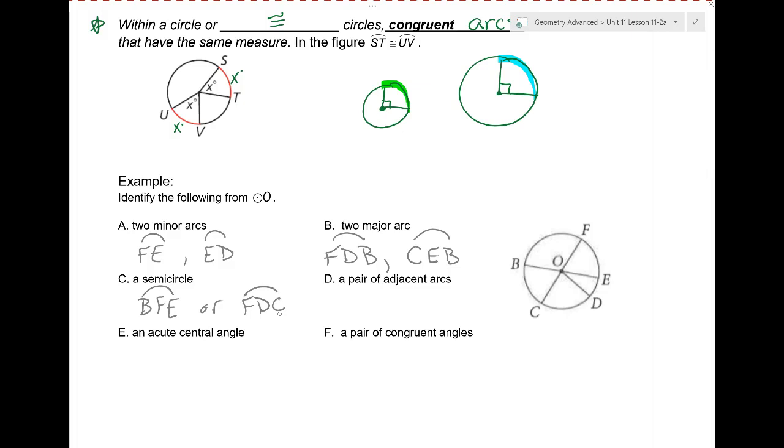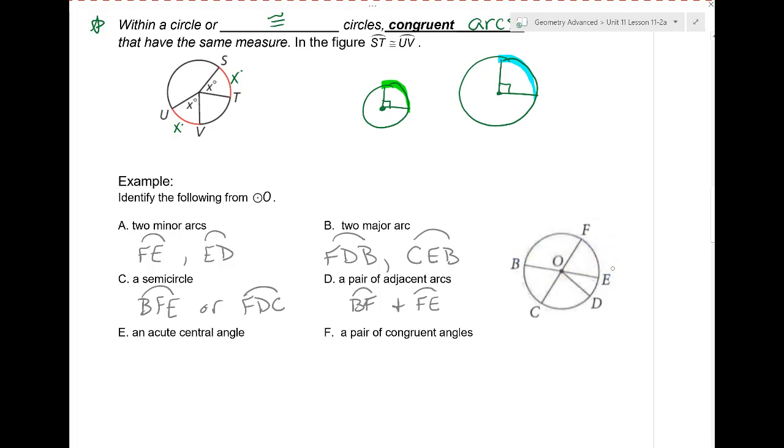All right, next one. I need a pair of adjacent arcs. Adjacent arcs. Help me out, people. What do we got for adjacent arcs? All right, you said BF and FE? BF and FE. Yep. They're right next to each other. Pretty simple? Yeah, I agree.